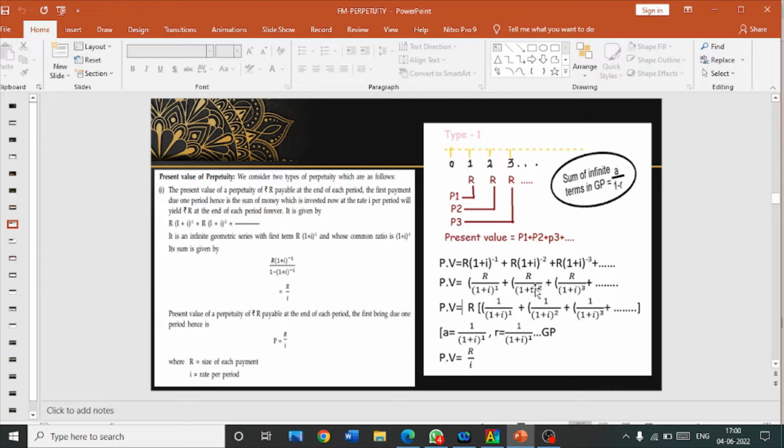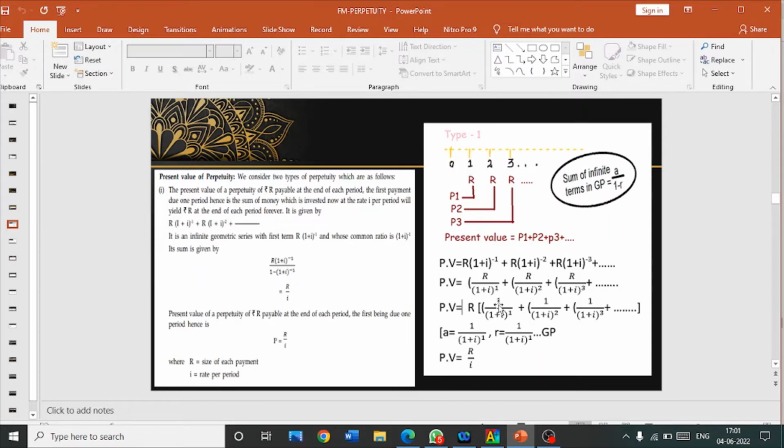If you keep paying in the second month, what happens? It is R by (1 + i)^1, and 1 into 1 power will be added, so it becomes 2. In the same way, for the third month it is 3. Likewise it goes on. When you compare, these terms look like a GP. See, all the numerators are the same, but the denominator power is increasing.